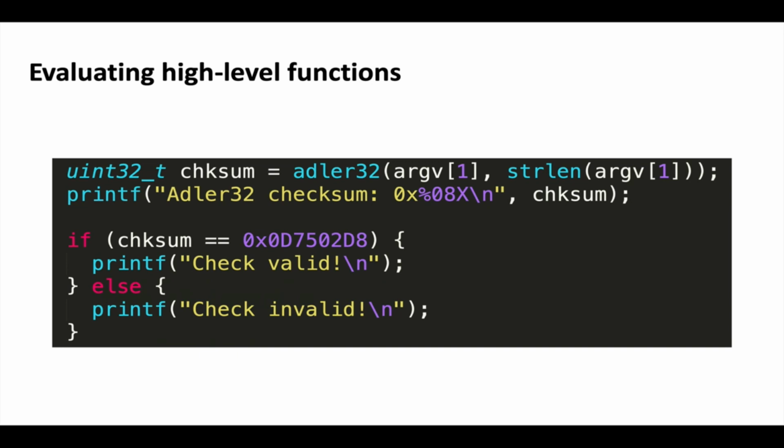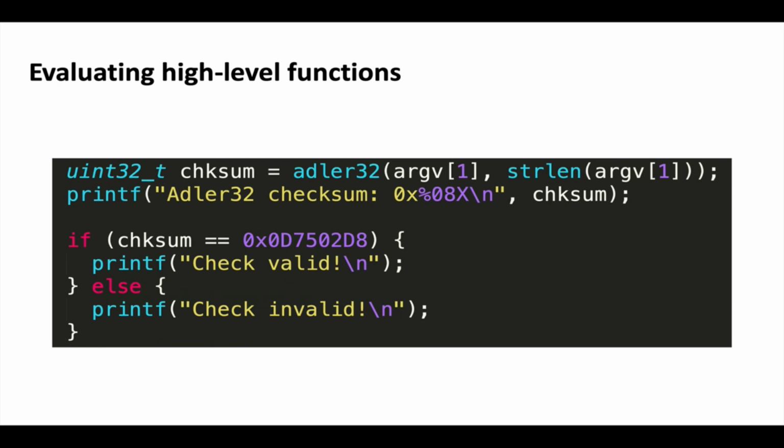Now, we have an application that will call that function based on command line arguments that are passed into this binary. It'll generate the Adler32 checksum, print it out, and then check to see whether or not it's equivalent to 0D7502D8. This is the Adler32 checksum for "lunch CTF" with a capital L and capital CTF.